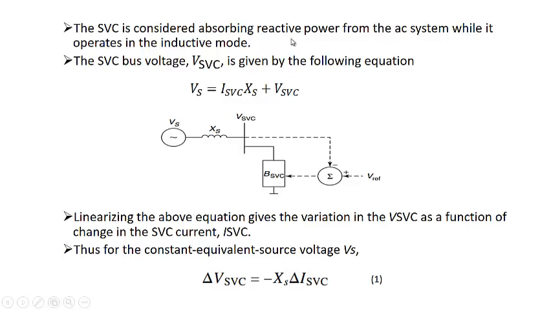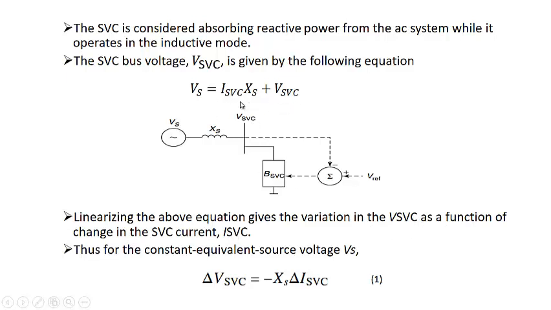The SVC is considered to be absorbing reactive power from the AC system while it is operating in this inductive mode, that we know. Now the SVC bus voltage, that is VSVC, is given by the following equation, that is Vs is equal to ISVC, because the current flowing through here will only be ISVC, into XS, that is this, plus VSVC. So the voltage equation will be like this. Now linearizing the above equation gives the variation of VSVC as a function of the change in SVC current ISVC. We'll just differentiate it.